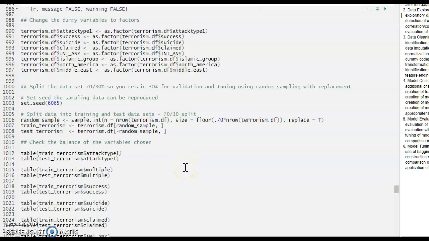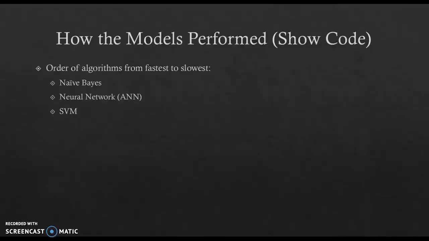To run the models, I had to change all the variables that were chosen to factors, and then I chose to split the dataset 70-30 into a training and test dataset with replacement. How did the models perform?